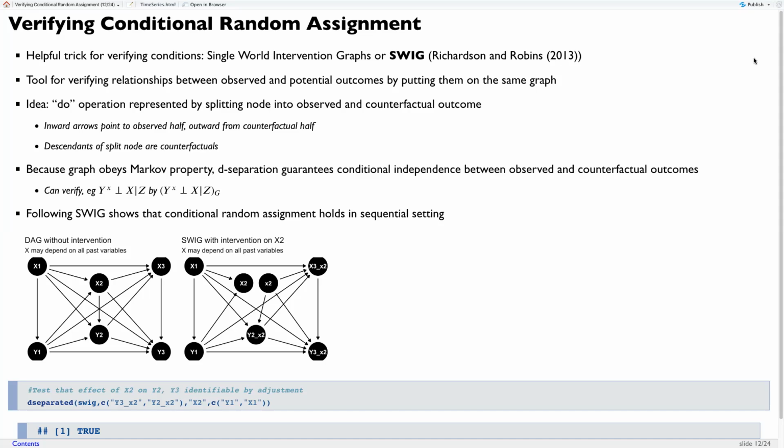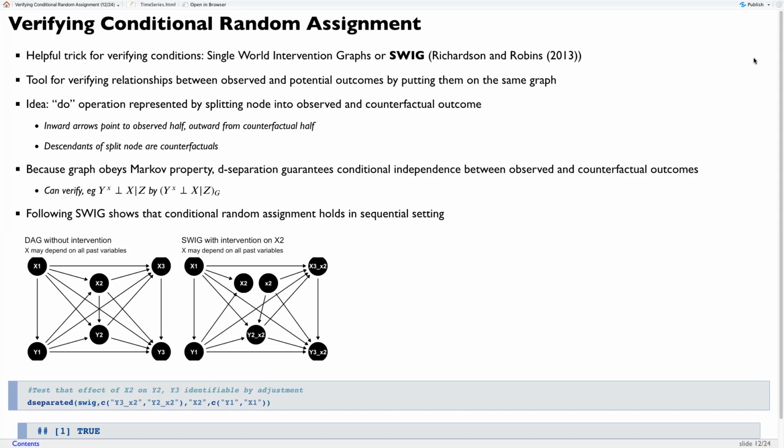but then you have two graphs that you need to compare across. So what a SWIG does is put them on the same graph, but split the treatment node. In this case, say our treatment node is x2, we split it into x2, the observed value, and x2, the value that we do, the counterfactual outcome. So we make two nodes that are linked together. Descendants of the split node are the potential outcomes, the counterfactuals, and the things that are not descendants are the observed values.